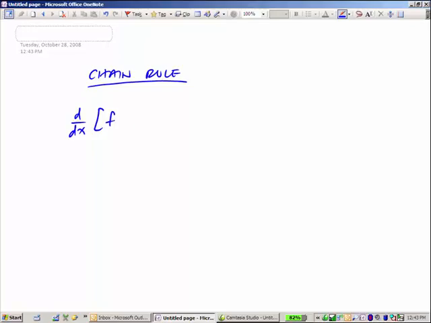The derivative of a composite function, f of g of x, is the derivative of the outer function with respect to the inner function, and then chain on the derivative of g of x. And a lot of students don't like that in terms of just notation. Can we do an example to show what this means?